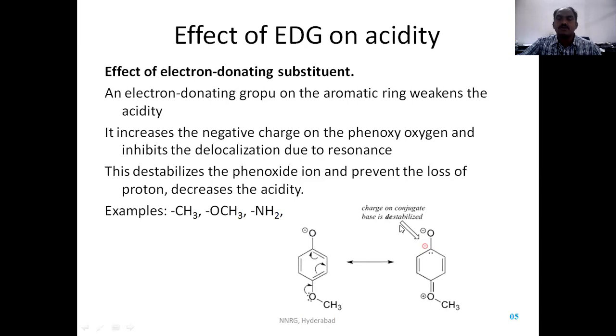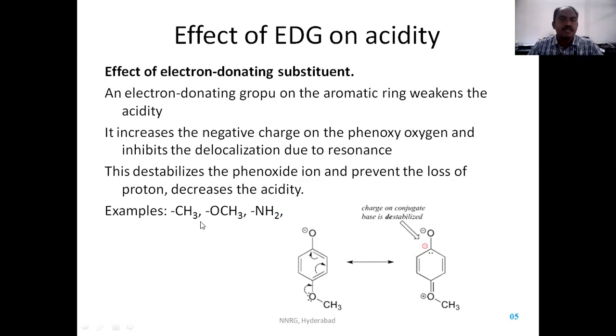If at all it loses the proton, the charge on the oxygen is destabilized, because there is an increased electron cloud on the aromatic nucleus and oxygen. Loss of proton will not take place very effectively. So it destabilizes the phenoxide ion, prevents the loss of proton, and decreases the acidity.